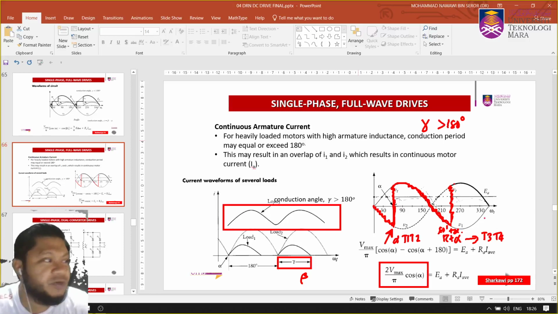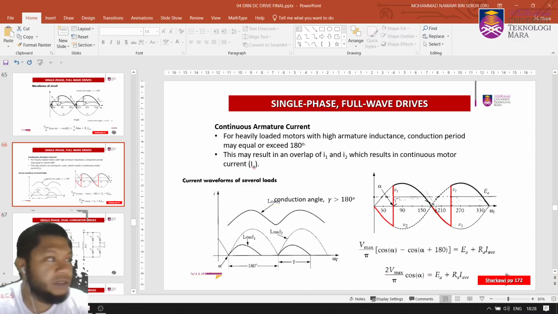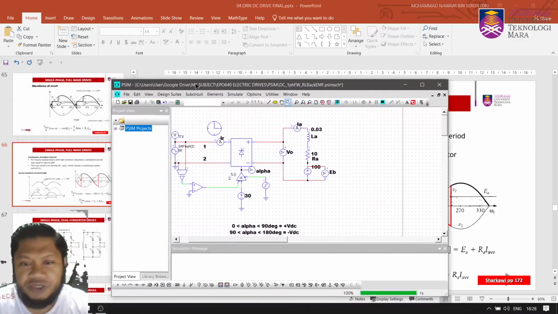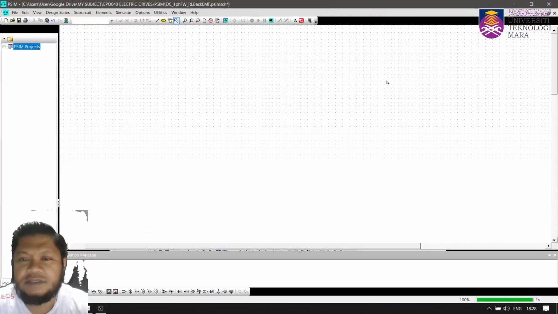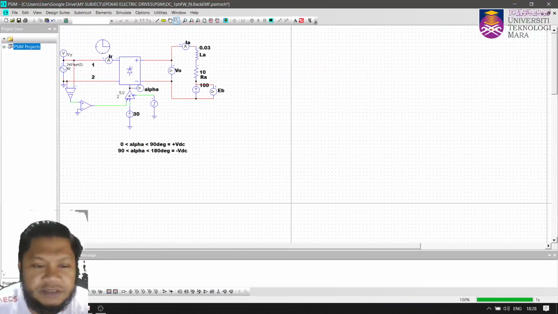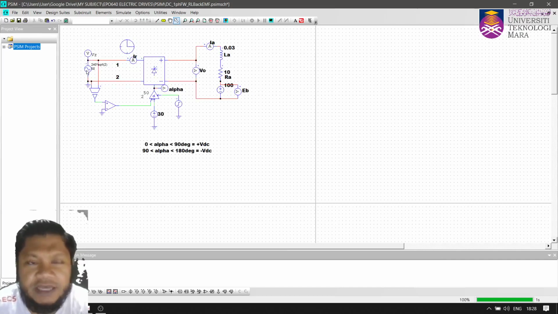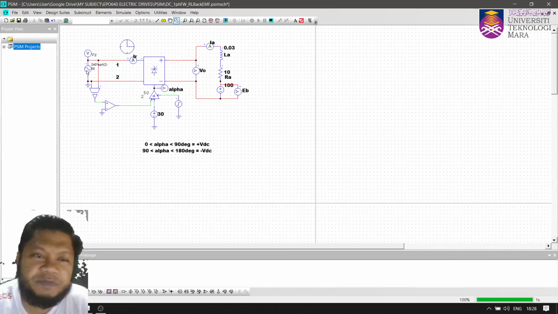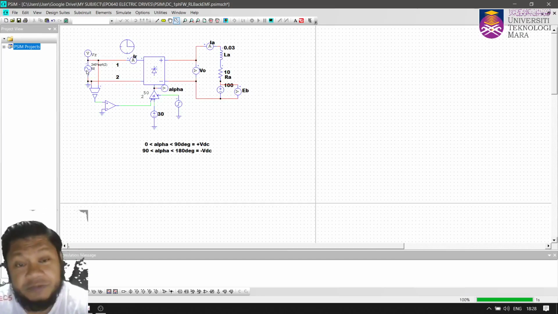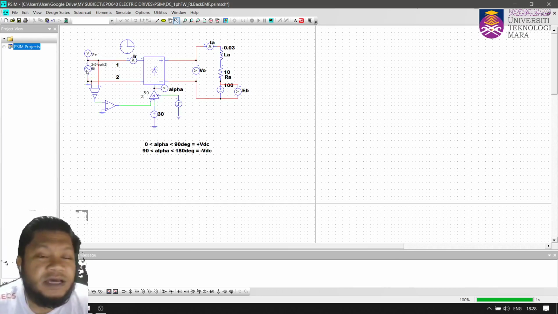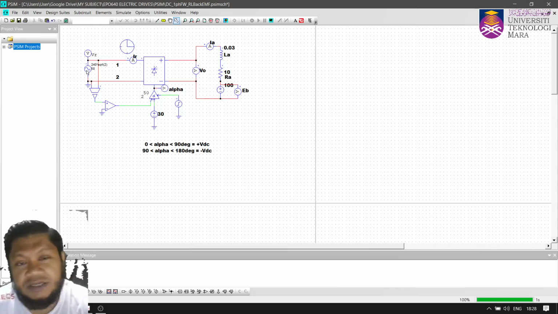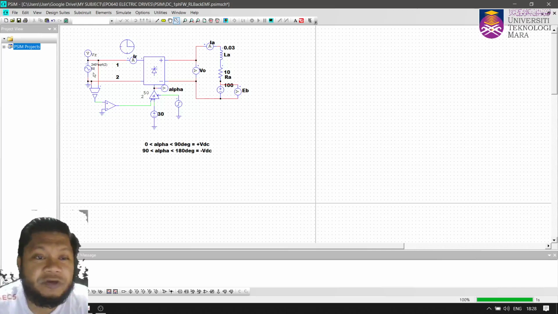I can show you the simulation if you like. In this case, let's assume we have this circuit, a full wave rectifier. Let me show you. So this is the supply voltage. I try to use PSIM to assist you in understanding the circuit operation, as well as the conditions of continuous current mode and discontinuous current mode. So I'm going to show you how I simulate using PSIM.